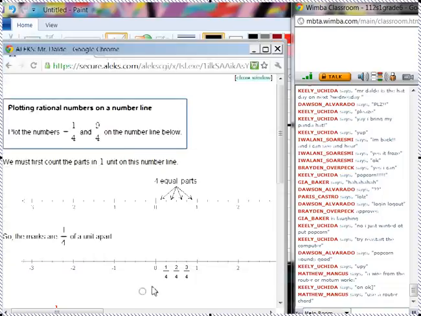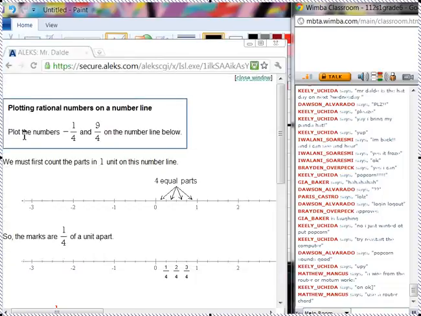All right, so here's what we've got to do. We have to plot the numbers, and this isn't just straight up plotting anymore. This is a little bit tougher. This is plot -1/4 and 9/4.